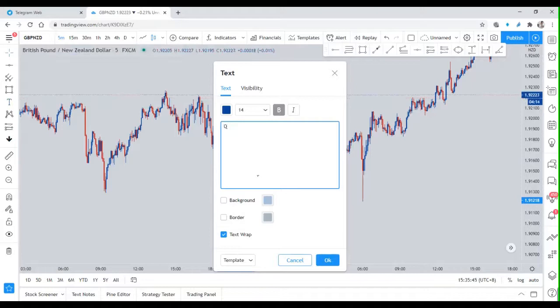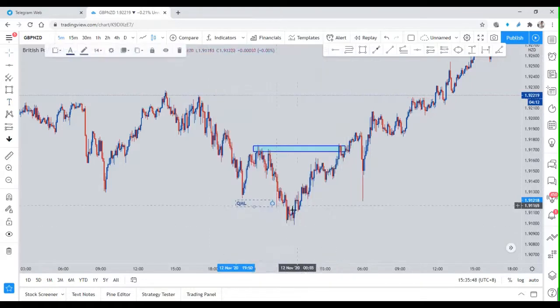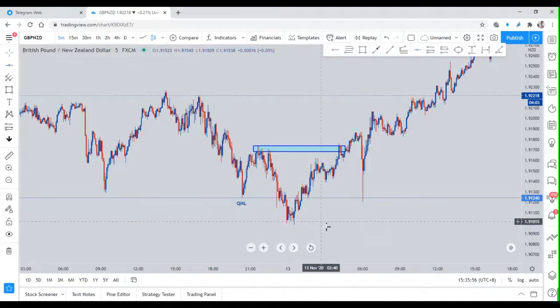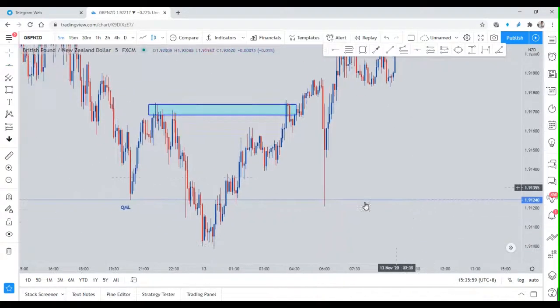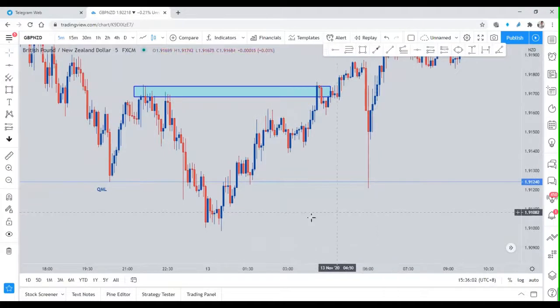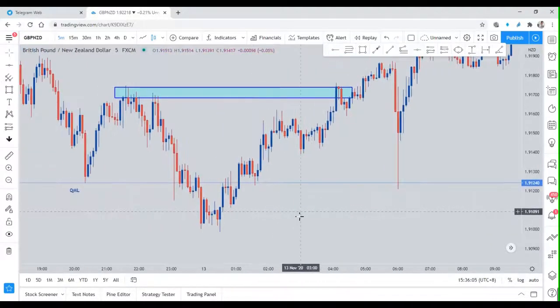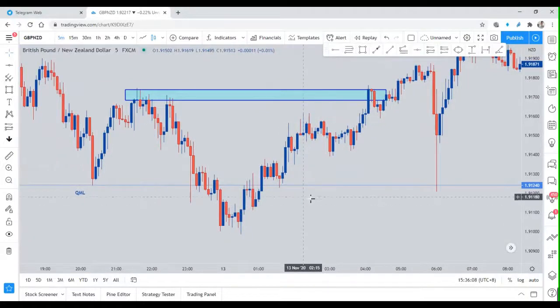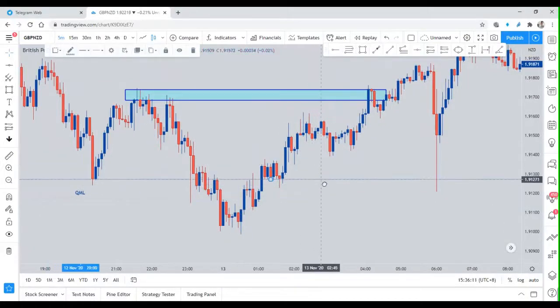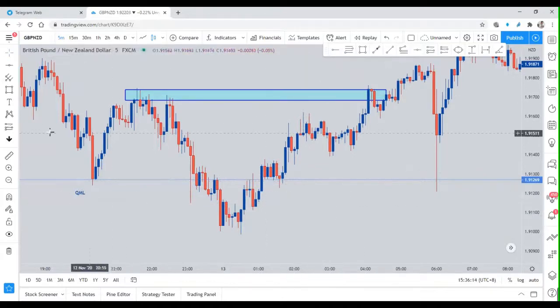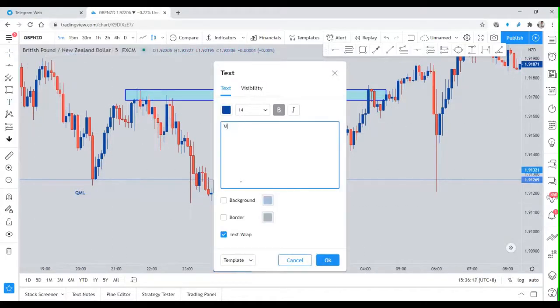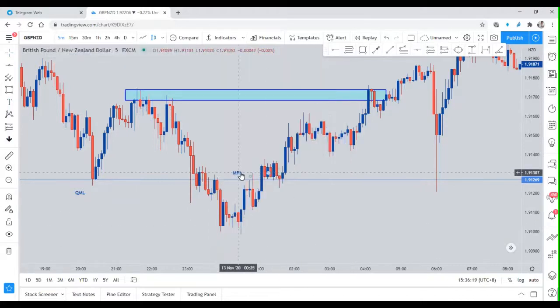We label our QML. Then what we do is make a line at the QML area. This line is not important, just an indication. Next, we'll find our MPL. If you still remember, MPL is a place where there is a lot of price rejection. So this is my MPL line, and I'm going to label it MPL. Remember, the most important thing is MPL is not QML. So I have my MPL, I have my QML.